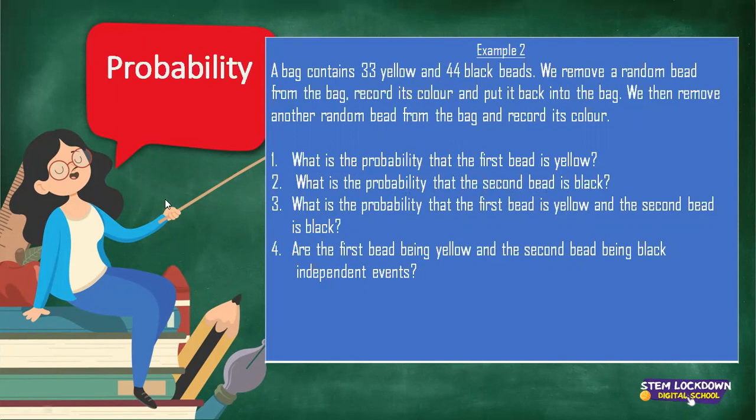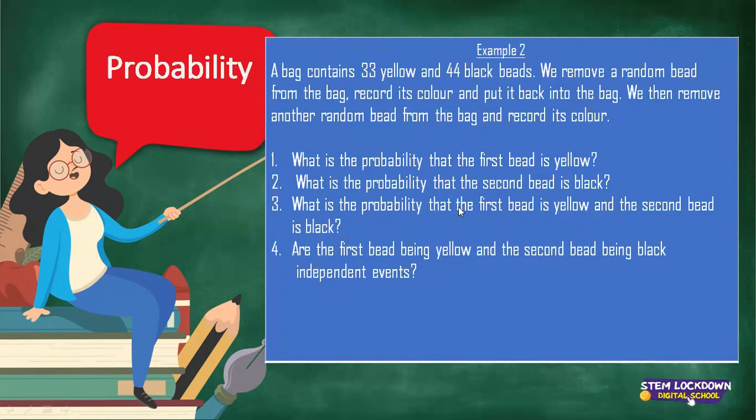And then question 3: what is the probability that the first bead is yellow and the second bead is black? The first bead is yellow, that's 33 over 77, and that means times the second bead is black, 44 over 77. And then we simplify that to find our answer.